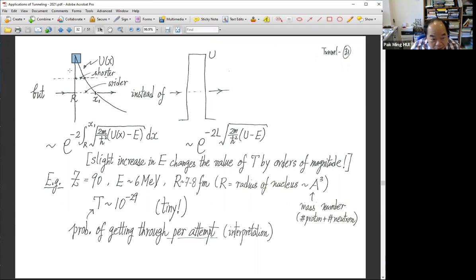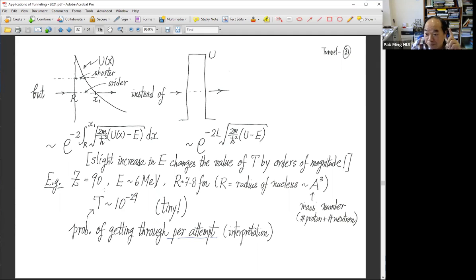When you do this, basically, you will get a rather depressingly small number, 10 to the minus 29. That is the transmission probability. What does it mean? It means that if the alpha particle takes one attempt, it has the probability of 10 to the minus 29 to come out, okay? So you may wonder, why on earth can we still see alpha decay?